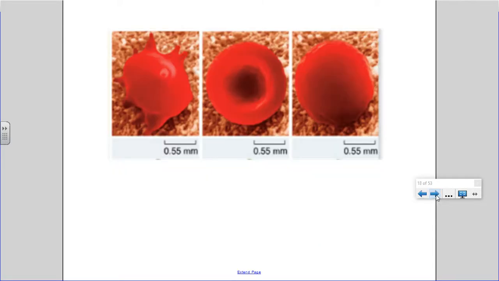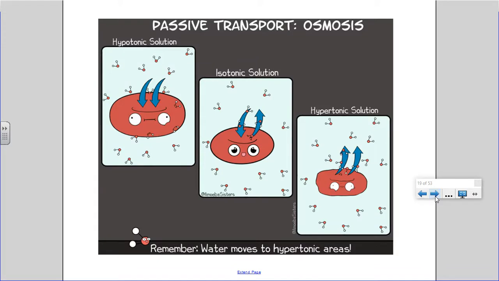Here's a cool picture showing what your red blood cells actually look like under a microscope. In this one, the middle one is normal. This one has too much water. If it continues to gain water, it could burst. And over here, the cell is crenulated or shrunk up because there's not enough water.